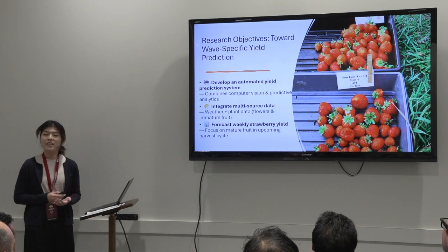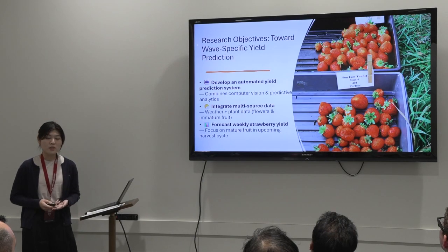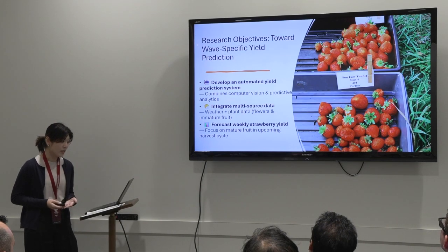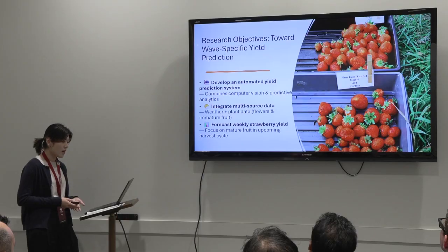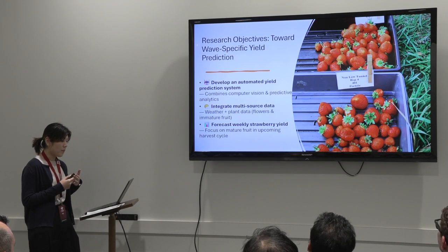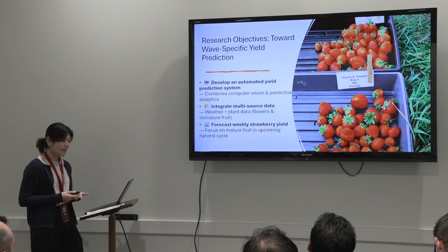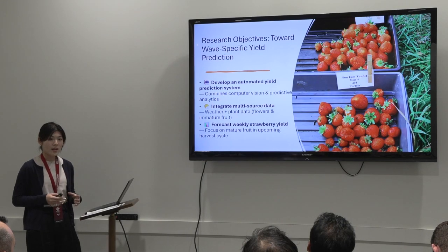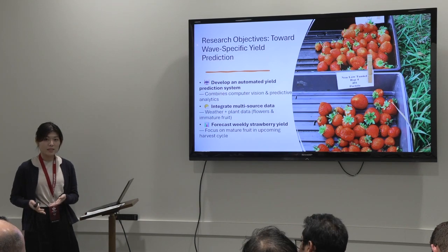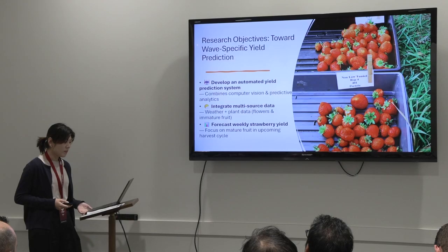Okay, so here are our research objectives. As I mentioned before, first we want to develop an automatic yield prediction system. We combine machine vision and predictive analytics. And here we use multi-source data. We mainly use the weather data and our plant data, which is the flowers, the fruit, and the immature fruit we count for this week. We integrate them together as input to predict the next week's mature fruit.